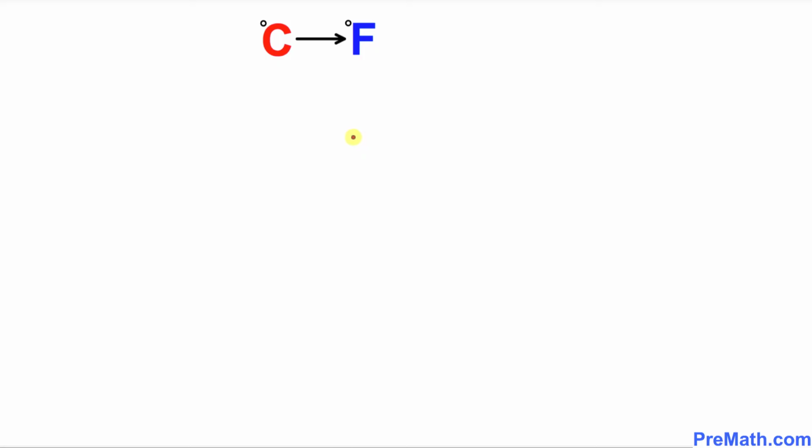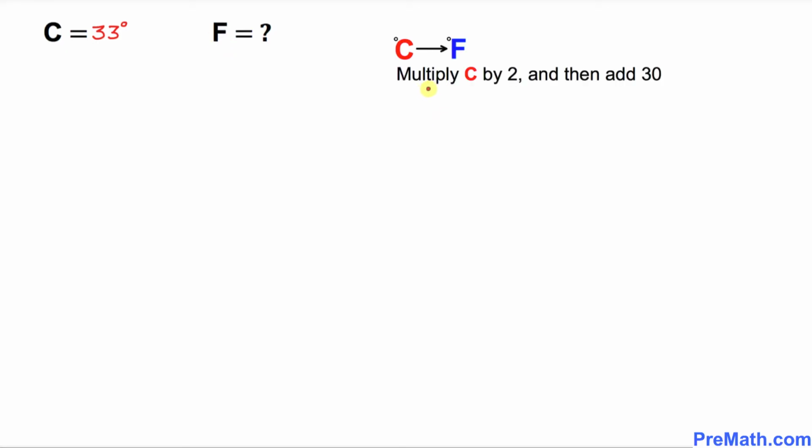In the very first part, I am going to show you how to convert from degrees Celsius to degrees Fahrenheit. And here is the very first example. In this example, C equals 33 degrees and we want to find the value of F. That means F is unknown. And here's the formula that we will be using when we are converting from C to F.